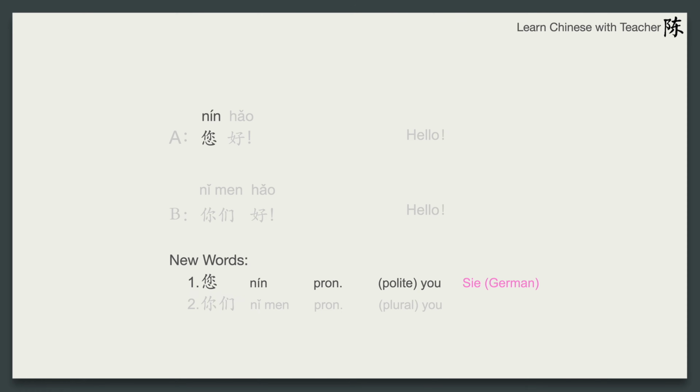Here you can find not all expressions can be directly translated from one language to another language. This is the part that you need to pay more attention to. 你们 is also a pronoun, means plural you.